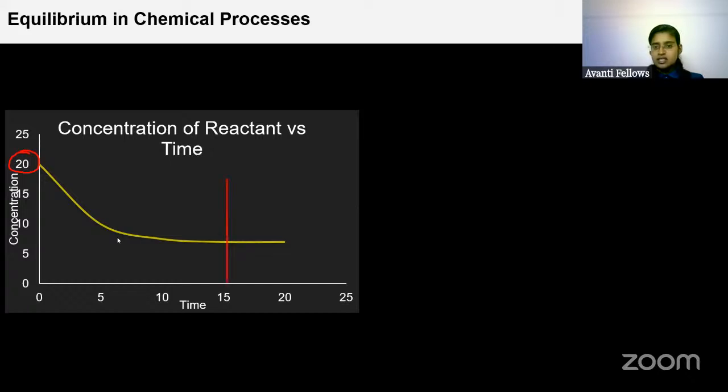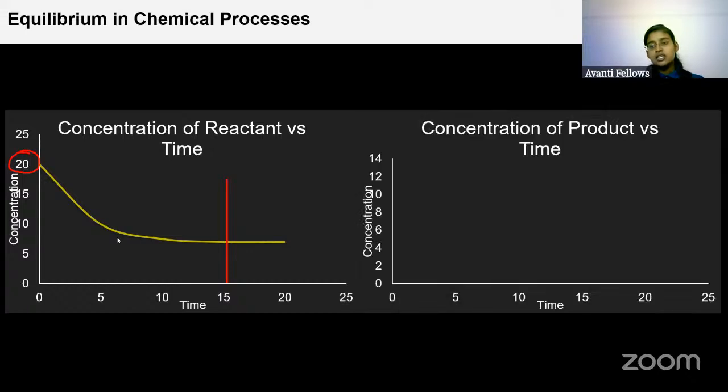I can say this is that point; 15 minutes is that point. This is for the forward reaction. Let me go to the backward reaction. In the backward reaction, the concentration initially will be 0. After 5 minutes, the concentration increases, and it keeps on increasing as time increases. The concentration of the product increases as time increases.